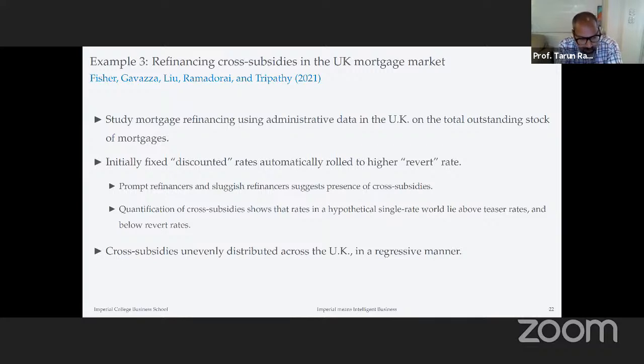And indeed, we document that these cross subsidies are unevenly distributed across the regions of the United Kingdom in a regressive manner, with households in relatively wealthier parts of the United Kingdom essentially paying lower rates on their mortgages under the current system because they more swiftly exercise these opportunities to refinance, whereas households in poorer regions of the UK are actually paying higher rates, which is a regressive cross-subsidy.